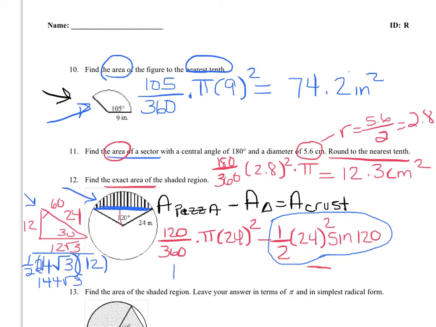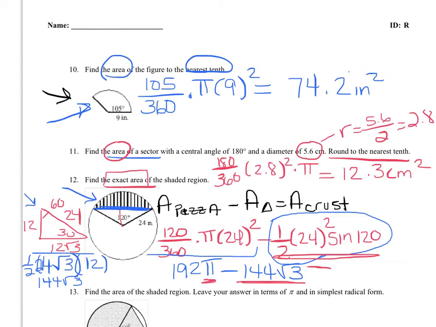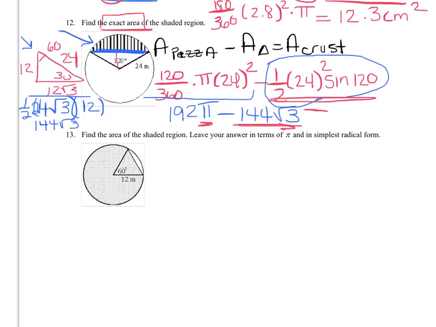So it would be 192 pi for this, when you simplified this portion right here, minus 144 root 3. And just so you guys understand, if you plugged this into the calculator and plugged this into the calculator, you would get the same decimal answer. But because they said exact, they don't want you to have to round it at all. And having the terms pi and the root 3 allows you not to have to round any decimals. Okay? And this one's going to be a similar situation.